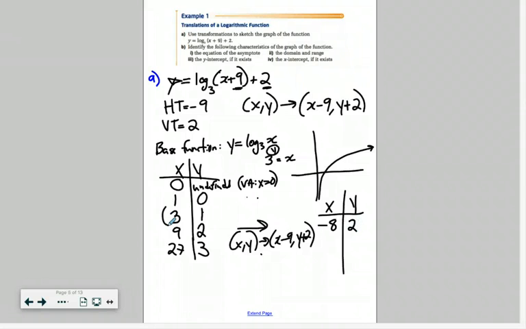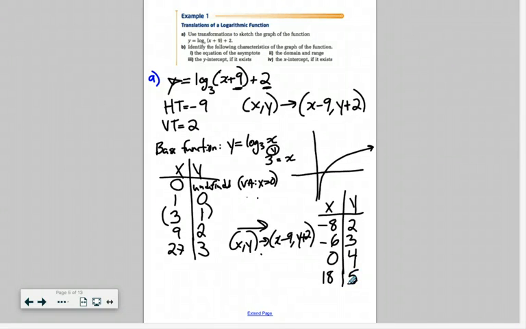Then using the 3, 1 point, 3 minus 9 is going to be negative 6. 1 plus 2 is 3. 9 minus 9 is going to be 0. And then 2 plus 2 is 4. And then 27 minus 9 will give us 18. And then 3 plus 2 makes 5.